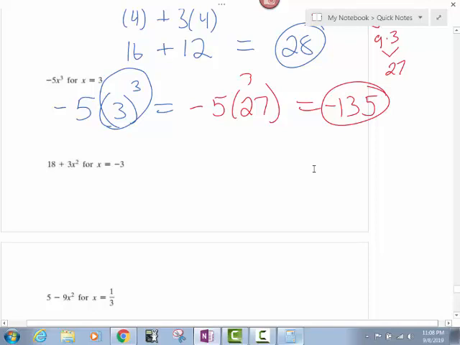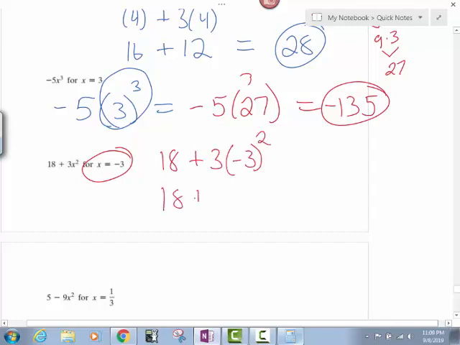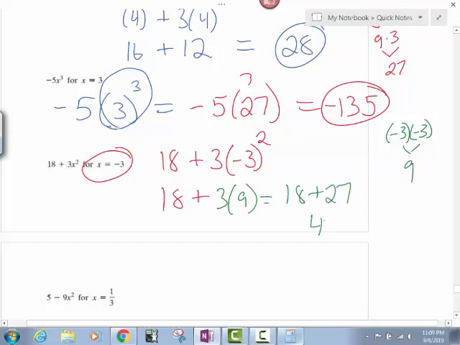All right, the next one we got here, again, we're going to plug in x equals negative 3. So 18 plus 3, negative 3 squared. Again, just think about this for a minute. Okay. Remember, there's parentheses here. Negative 3 times another negative 3. A negative times a negative is a positive. So this is 3 times 9. That's going to give us 18 plus 27. And when we add those two numbers together, we end up with 45.